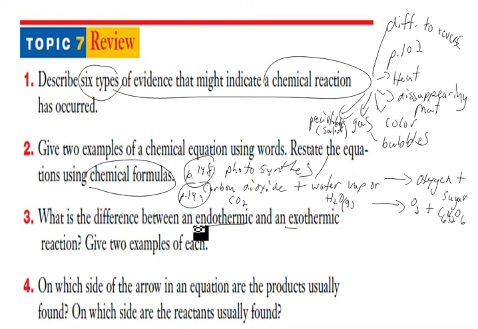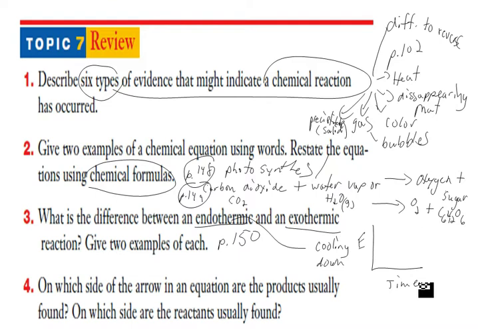What's the difference between endothermic and exothermic reactions? Again, if you're reading your textbook, that's page 150. Endothermic means that things are cooling down. So if you graphed time of the reaction versus the energy or the heat, the reactants would be up here, lots of heat, and then over time the products are down here, they're colder. So that's endothermic.